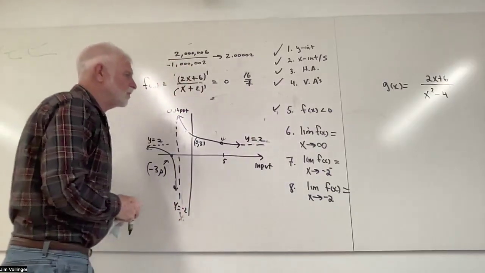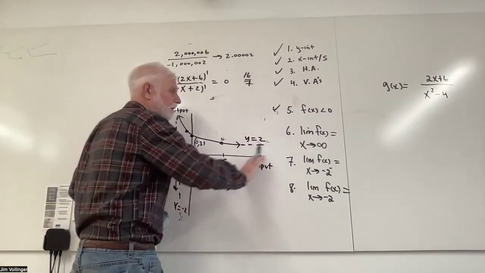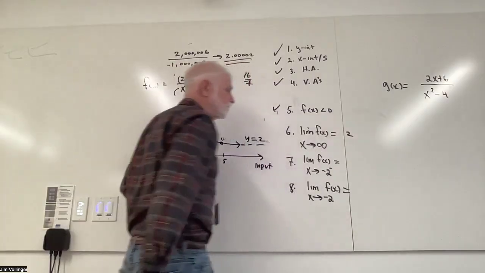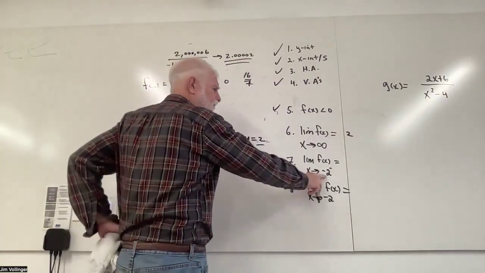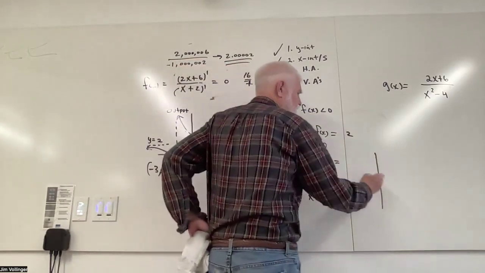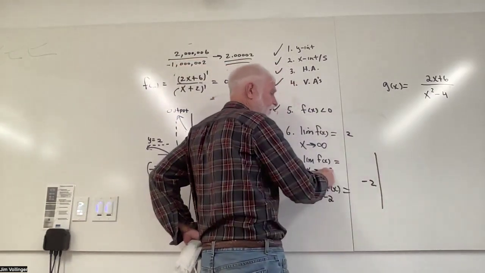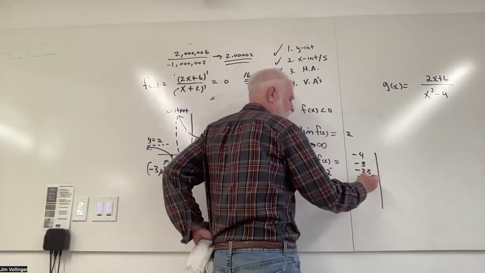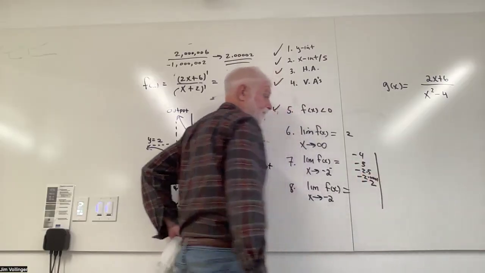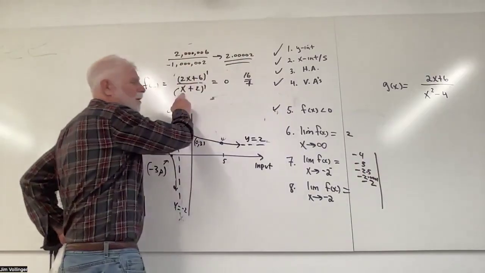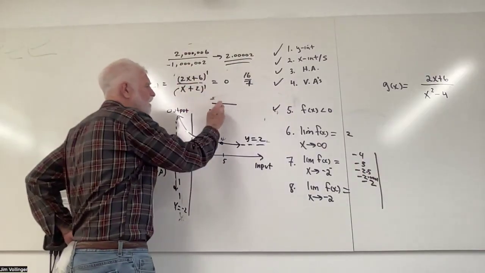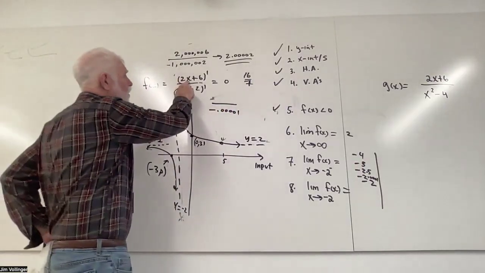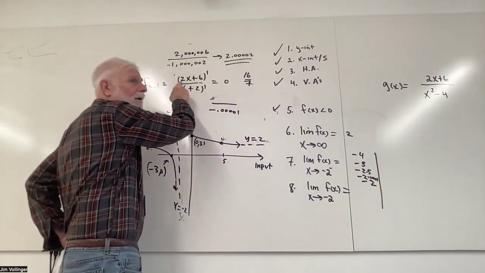Limit as f of x goes to infinity. Well, as I move to infinity, I think I'm getting very close to 2. So that answer would have been 2. What happens as I move to -2 in a table? All right, -2, here's -2, and I move to it from the left. Well, that means I'm at -4, -3, -2.5, -2.001. And if you drop -2.001 in here, you're going to get -0.01, something like that. And -2.001 times 2 is pretty close to -4.